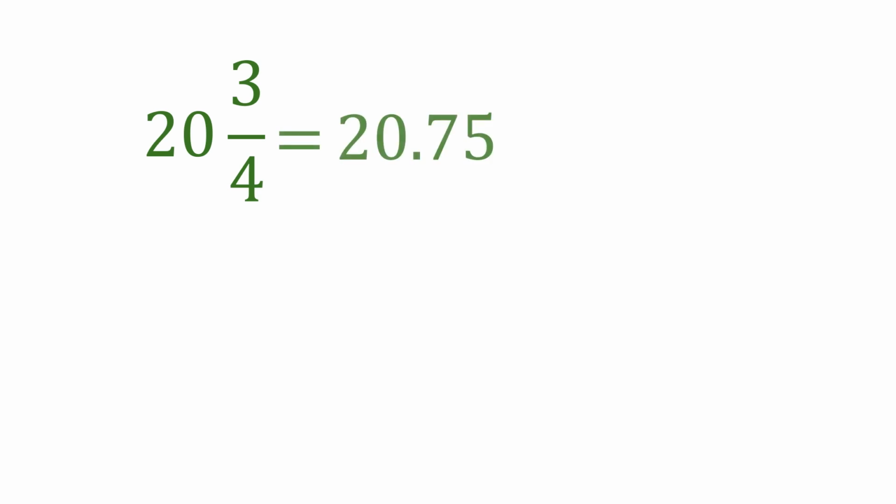Now, of course, if it's a mixed number, since we know that 3/4 is 0.75, you just need to add the whole number as 1.75. And if it's 20 and 3/4, we know that 3/4 is 0.75, so you just need to add 20 as a whole number, so it will be 20.75.